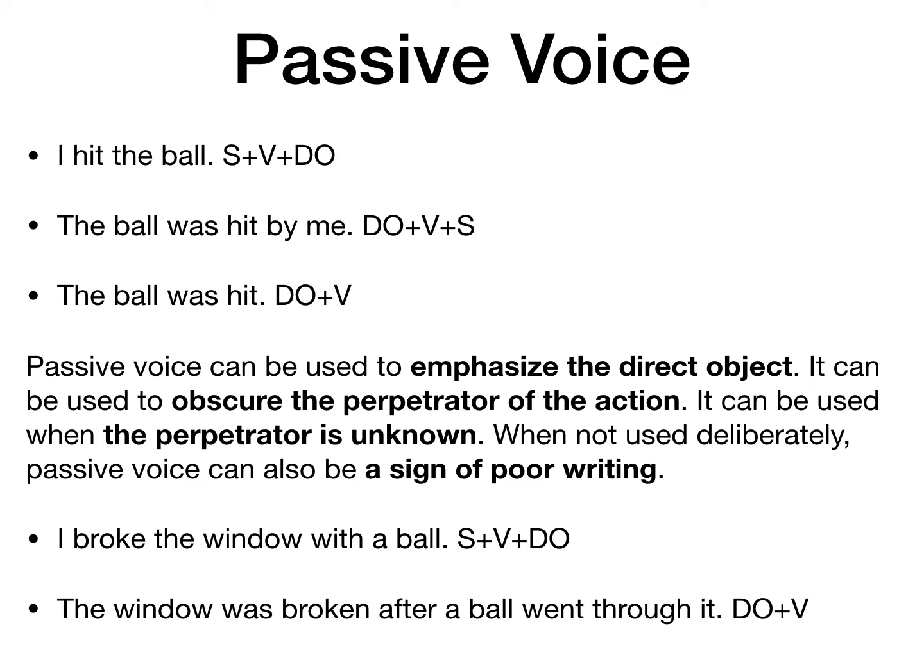So, let's look at an example of that. I broke the window with a ball. Okay, there's all the information and everything's in the right order. The subject, the verb, the direct object. But let's just say I don't really want to accept responsibility for that. So I can write something like, the window was broken after a ball went through it. And now we don't know who the heck did it. And the responsibility is directed away from me.